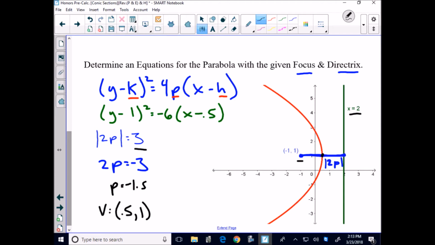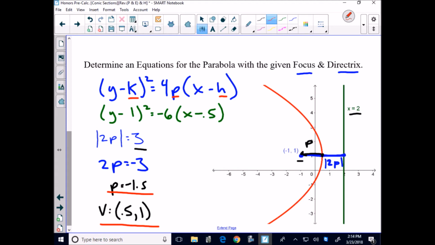Now, because our parabola is opening negatively, we know that that p-value is going to be negative, since that p-value is the distance from the vertex to the focus. We know that we're going backwards on the x-axis there. And so that tells us that our 2p is actually going to be a -3, which tells us that p is going to be -1.5. So if we go back 1.5 from our focus, we get our vertex as (0.5, 1). And right here, we've got all the information we need.